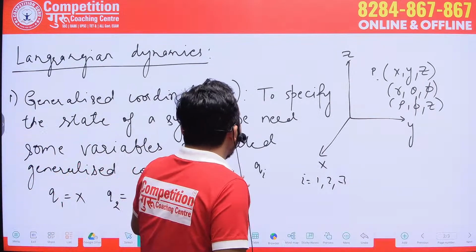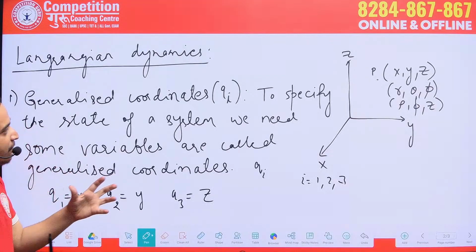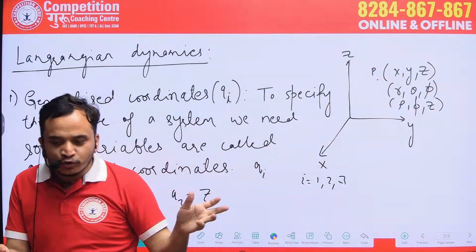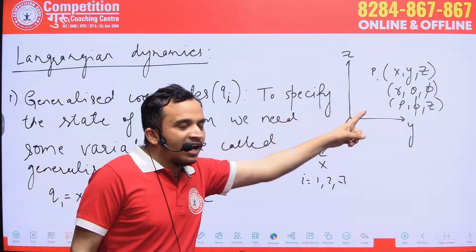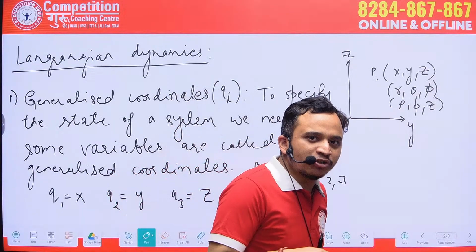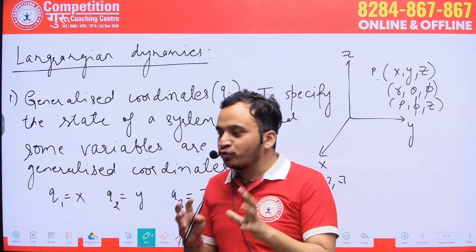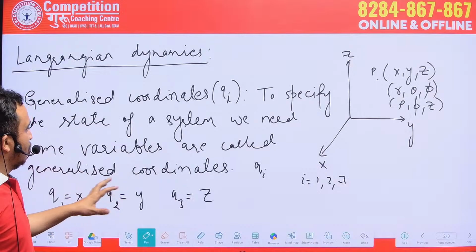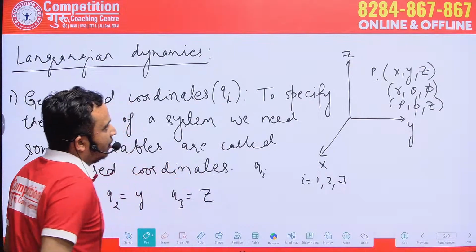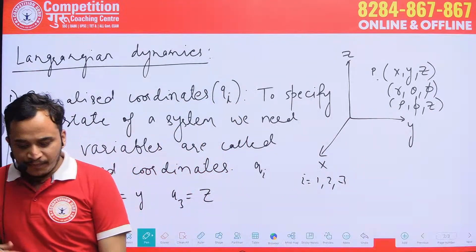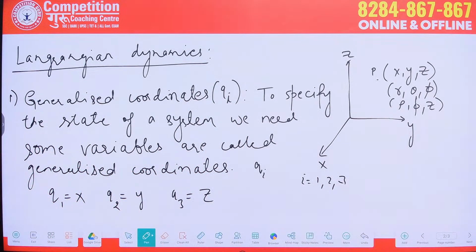So we have a choice of coordinates. We can use Cartesian coordinates, spherical coordinates, or cylindrical coordinates. But because we are formulating a new approach to study the motion, we have to generalize these coordinates and call them qi. So qi can be x, y, z, r, theta, phi, rho, phi, z, and other coordinates. So generalized coordinates are the variables.